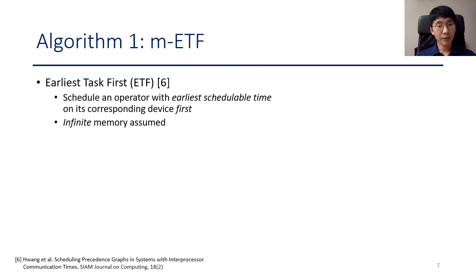The first algorithm is based on the earliest task first algorithm called ETF. ETF schedules an operator with the earliest schedulable time on its corresponding device first, and repeats this for the rest of the operators. The original ETF assumes there is sufficient memory to schedule tasks on any devices.